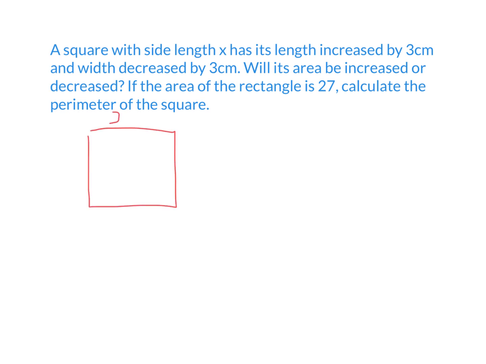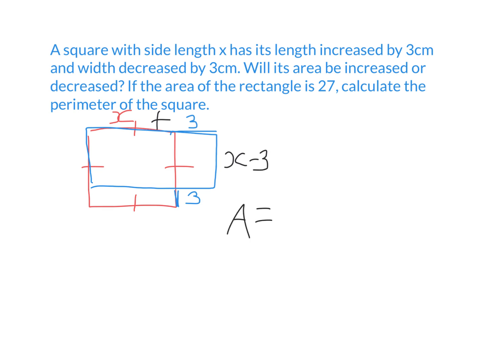So we have this square here, its side length is x. So we're first told we're going to increase the length by 3. So we're going to take this length and increase it by 3. But what we're going to do is decrease the width by 3. So what's going to happen is we're going to end up having this blue rectangle here. So the length will be x plus 3. The width will be x, that was the original width, subtract 3. So the area of this rectangle is x plus 3 times x minus 3.